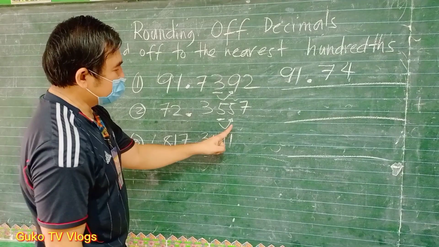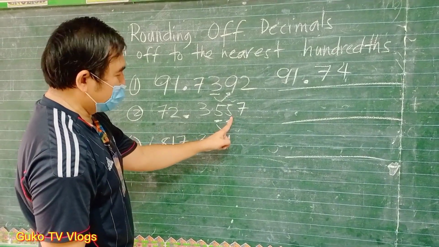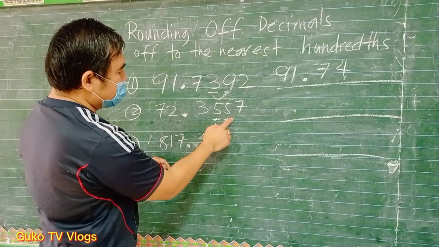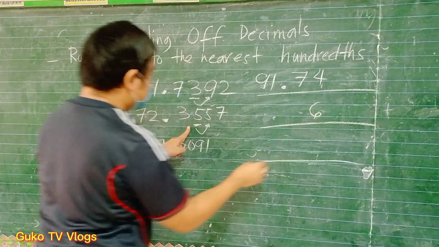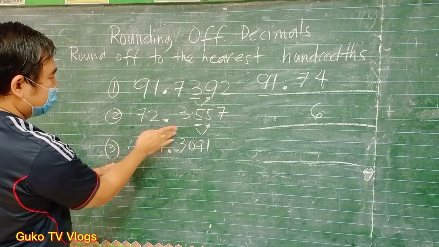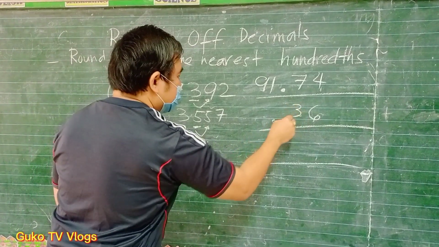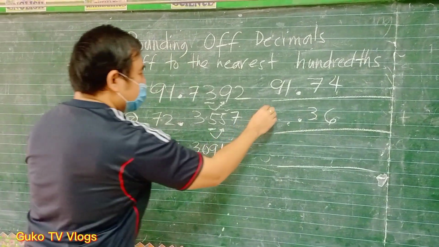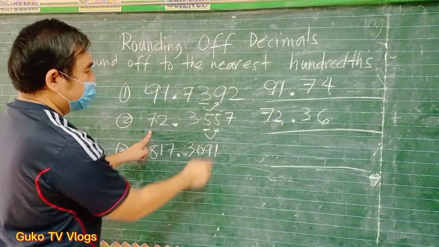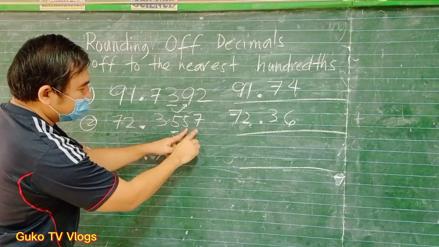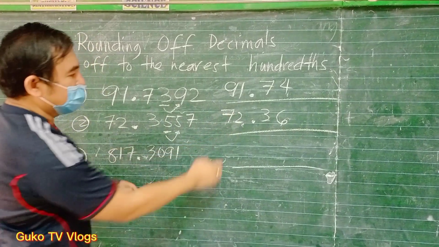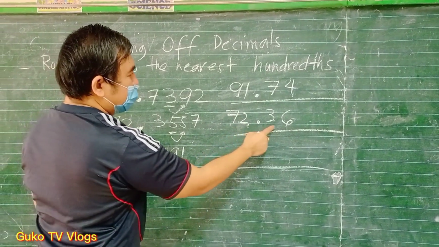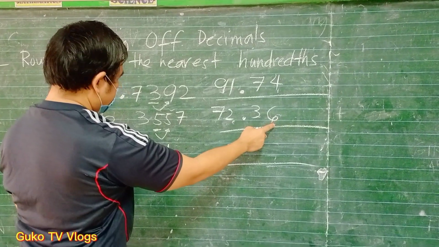So look at the number on the right. The number on the right is 5. Again, this is more than 4. So 5 is more than 4, so we will add 1 to 5. So 5 plus 1 will become 6. So copy everything on the left. So 3, decimal point, and 72. These numbers here on the right will be deleted. So the answer in number 2 is 72 and 36 hundredths.